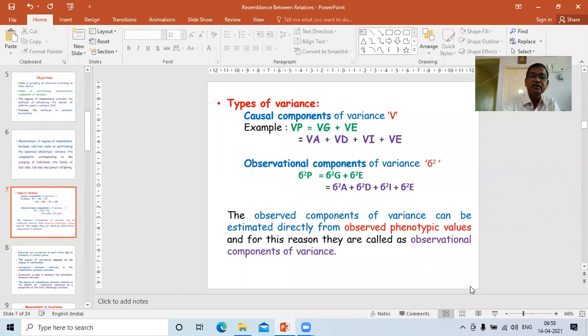And next, in the next step, you see the observational component of variance. It is denoted as sigma square, not V. It is denoted as sigma square. It is also variance, sigma square stands for variance.